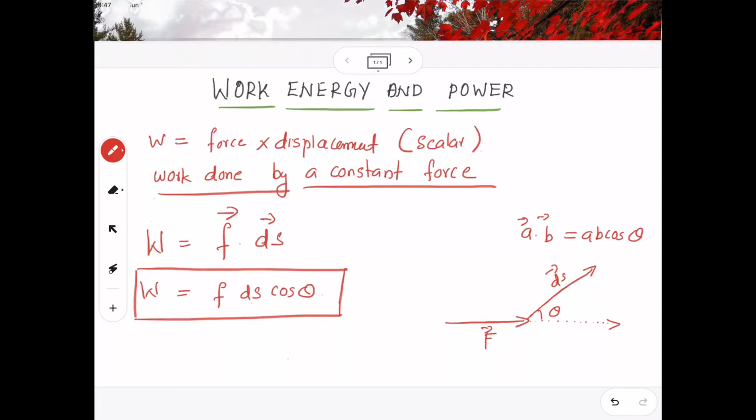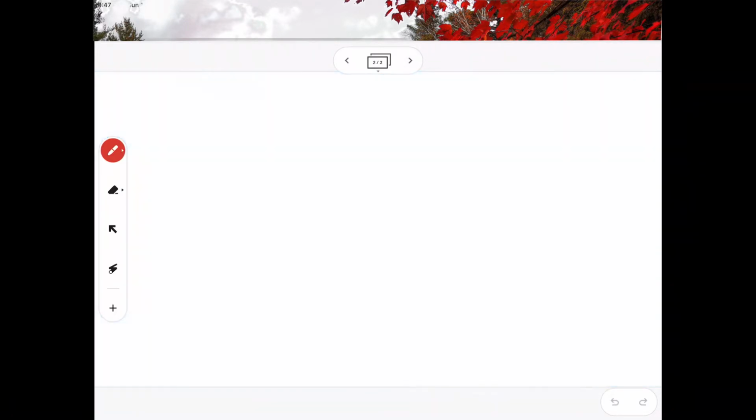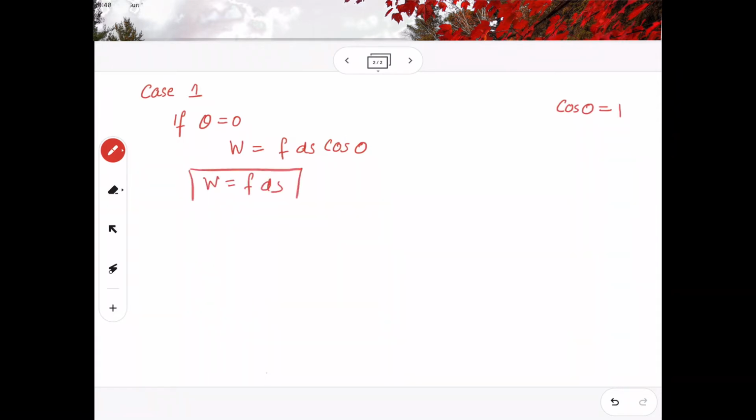We will consider work in 2-3 cases. Let me write the first case. Case 1: if theta is equal to 0, what will happen? Work W is equal to F ds cos 0. That means cos 0 is equal to 1. So work will be F ds. That means we have a maximum work.